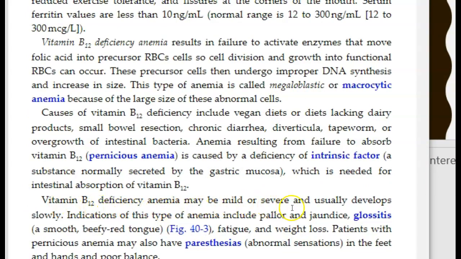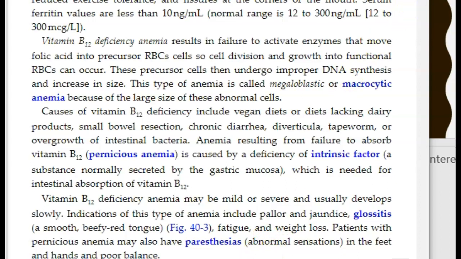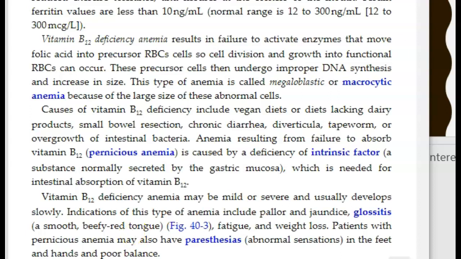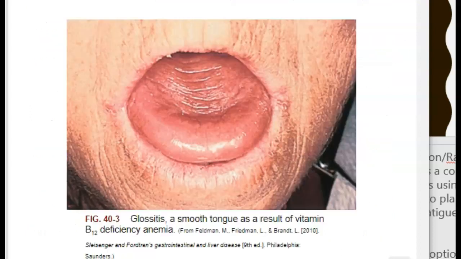Deficiency anemia may be mild or severe and usually develops slowly. Indications of this type of anemia include pallor and jaundice, and look what's in blue: glossitis. There's a picture of glossitis in your book, figure 40-3. Look at that so you can see it. When you're doing your patient assessment, you can understand what's going on with these patients and how we can encourage them to eat foods high in iron. This is glossitis, figure 40-3 in your book. A nice good picture of glossitis, a smooth tongue as a result of vitamin B deficiency.